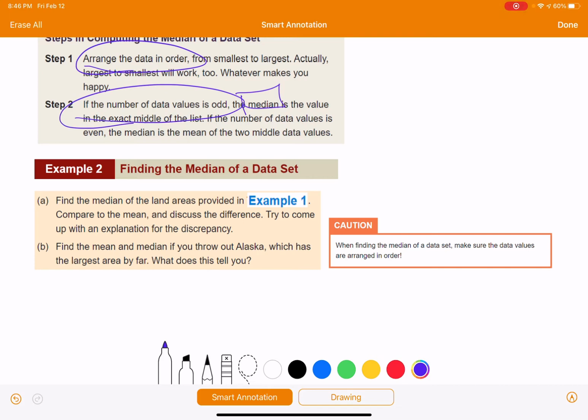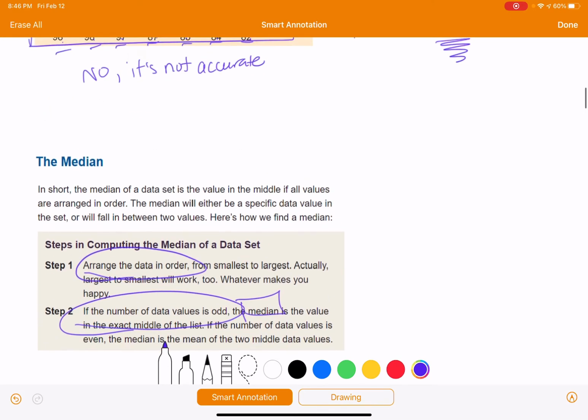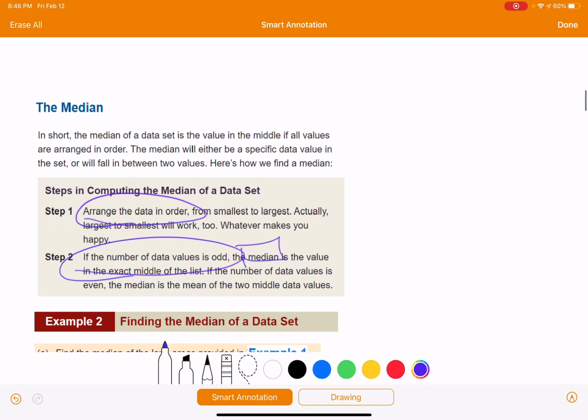Okay, well, if we were to put these numbers in order from least to greatest, they actually are in order, they're just backwards. To find the median I always start off by marking off about 4 or 5, depending on how many numbers I have. 1, 2, 3, 4, 5, 6. 1, 2, 3, 4, 5, 6. The median is 104.